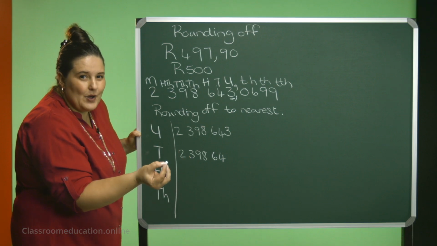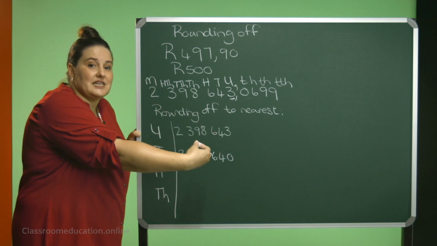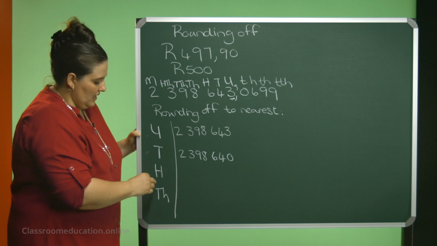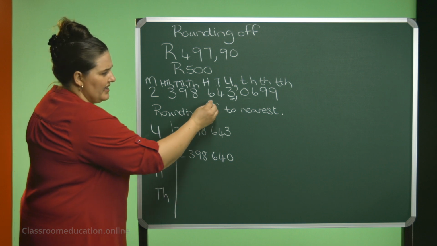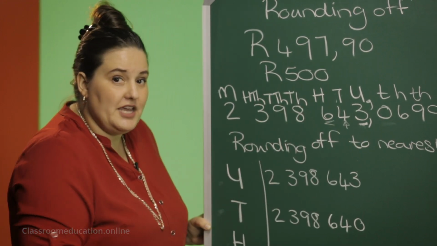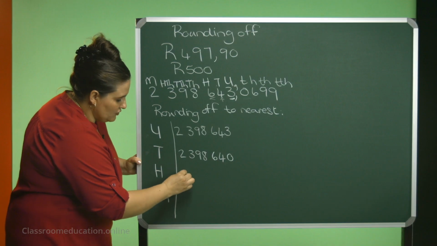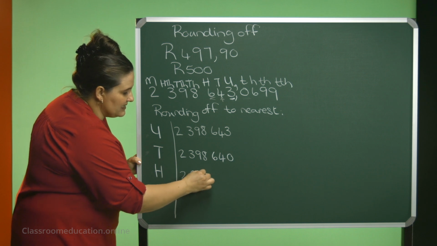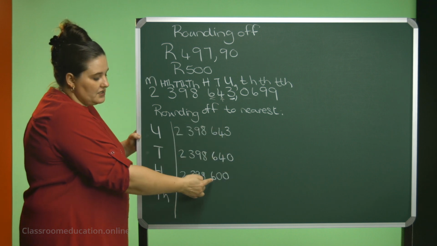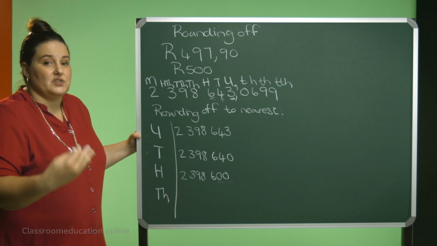And then what now? A 3? No, then it needs to be a 0. So the values on the right-hand side of my rounding position, once I've rounded off, should change to a 0. Hundreds. There's my 100. I'm looking at the 4. Will the 4 change the number value in the rounding position? No. So I will have 2,398,600 because the values on the right-hand side of my rounding position should now become a 0.